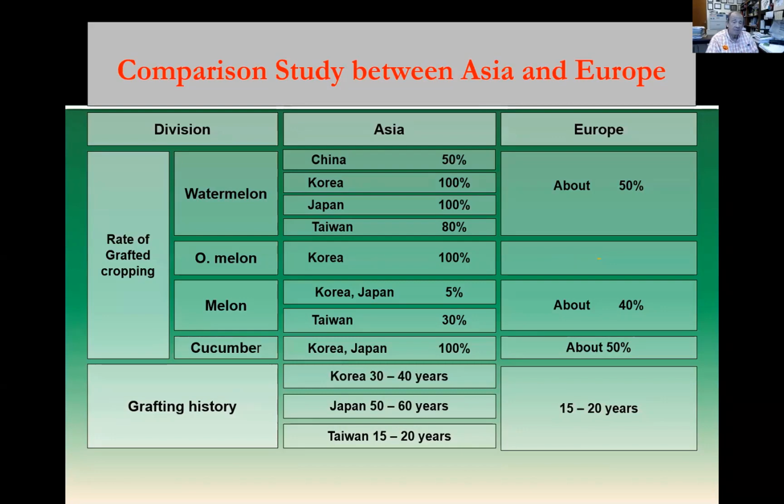For example, watermelons in Korea, 100% of them are grafted. Japan, 100%. China, over 50% now because of some additional problems there. Europe is 50%. But if you look at the bottom here at grafting history, Korea has been doing it for 30 or 40 years, Japan 50 or 60 years, Taiwan 15 to 20 years. And in Europe, between 15 and 20 years, they've been doing grafting.